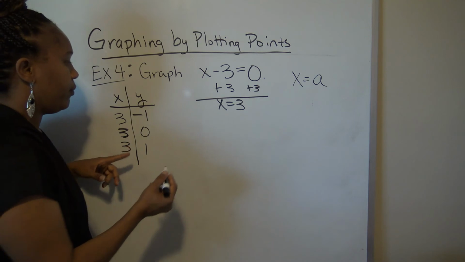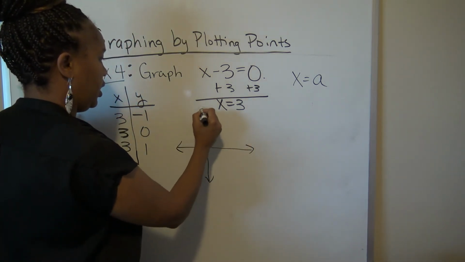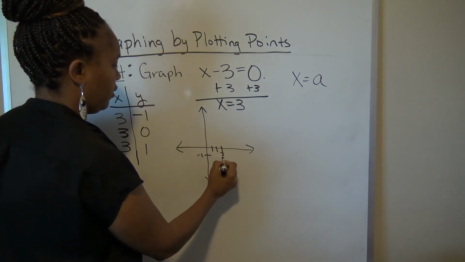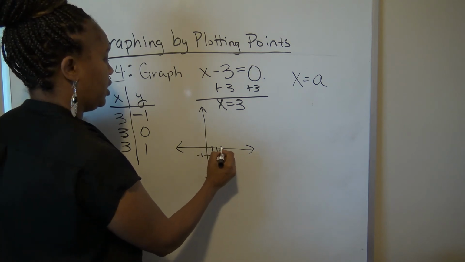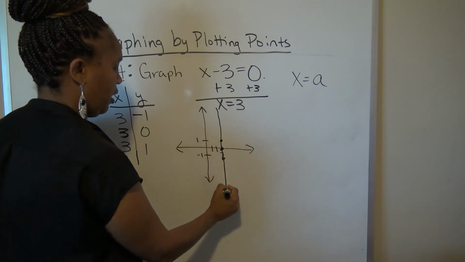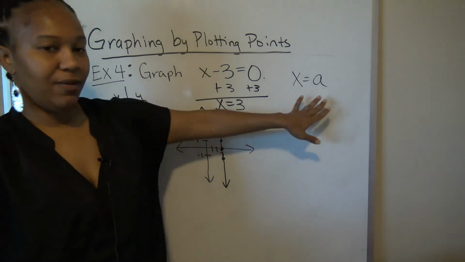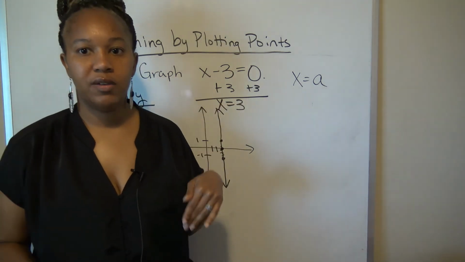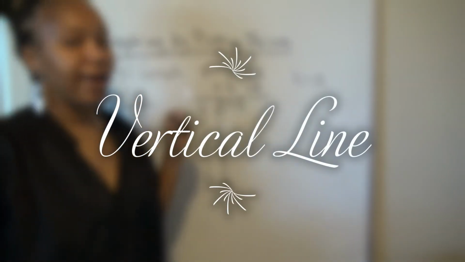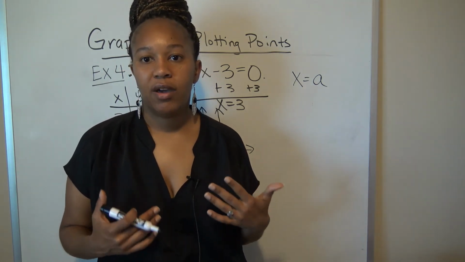And so when I go to graph this, I get the point 3, -1. So here's 3, here's -1, 3, -1 is here, 3, 0 is here, and 3, 1 is here. And so that ends up being a vertical line. Any equation of the form x equals some number gives you the equation of a vertical line. So whenever you have y equal to a number, you have a horizontal line, and whenever you have x equal to a number, you have a vertical line.